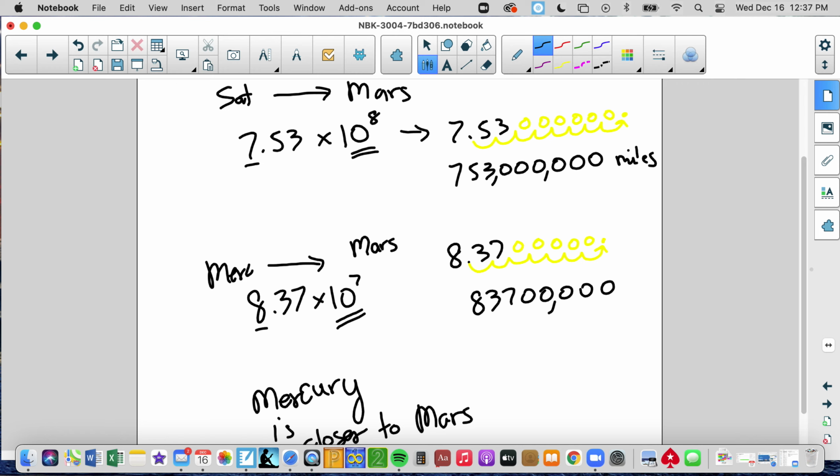837,000,000. What? I did it wrong. 1, 2, 3, 4, 5, 6, 7, 8. 1, 2, 3, 4, 5, 6, 7. 5 zeros. Oh yeah, that's 753 million. This is only 83 million. So smaller, this is your answer. That is much smaller than 753. So Mercury is the answer.